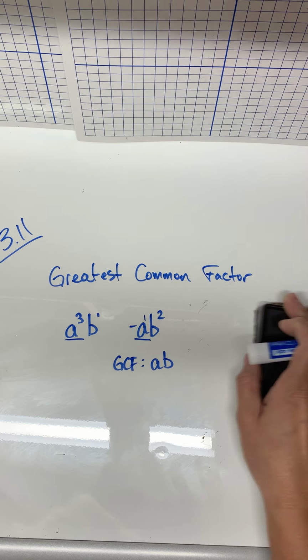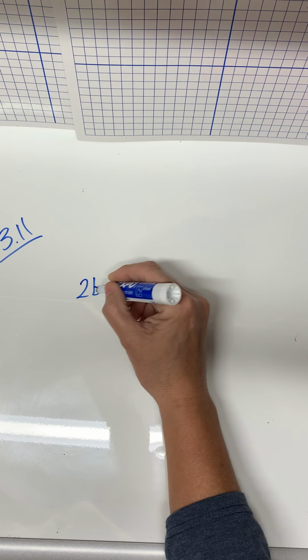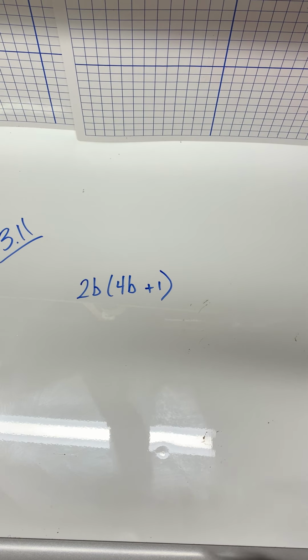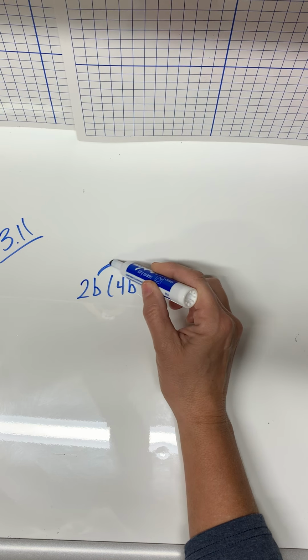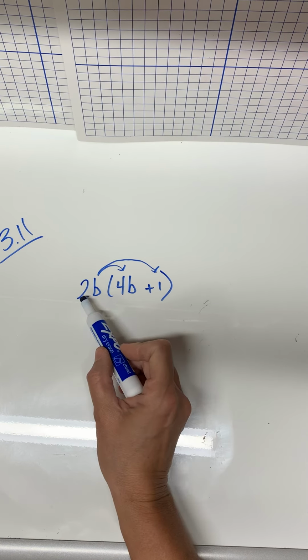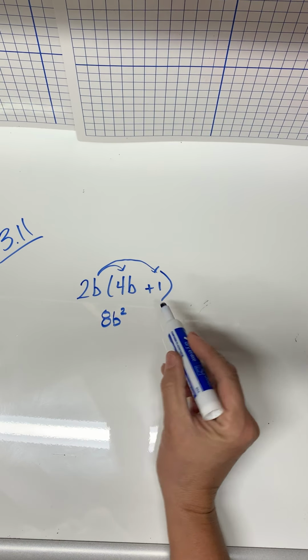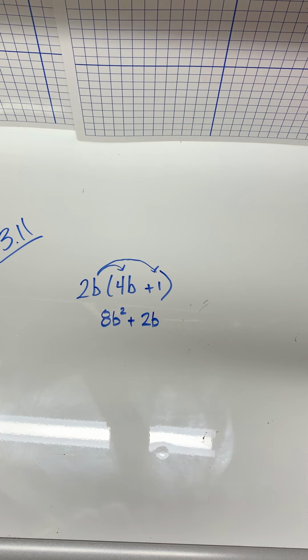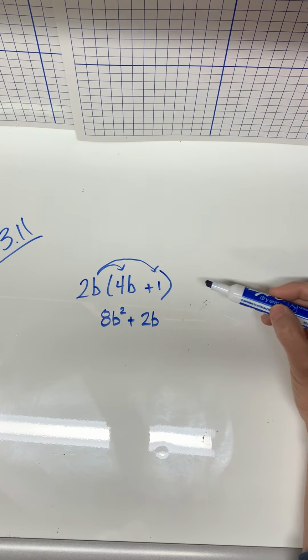All right, where are we going with this? Well, if in the past we had something like 2b, let's say, times 4b plus 1. Okay, we did this in a previous section. And they asked us to distribute. So that means we're going to multiply this and we're going to multiply this. Well, 2b times 4b is 8b squared. And 2b times 1 is a positive 2b. Okay? So this is not that big of a deal. Most people do pretty well with the distributive property.